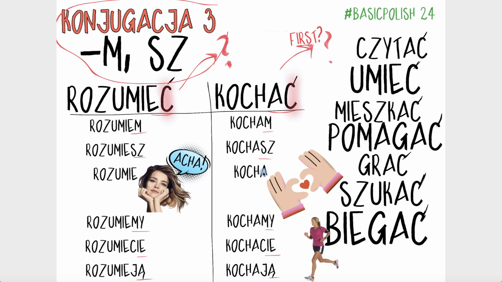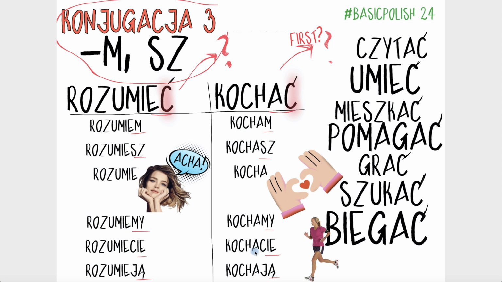Third person, she or he, we would have. Just take away the C accent, really, to be honest. So just a hint: czyta, mieszka, pomaga, gra, szuka, biega. Right? You can see that this is the form that we've got after dropping the C accent. Now, kochamy, so czytamy, mieszkamy, pomagamy, gramy, szukamy, biegamy.